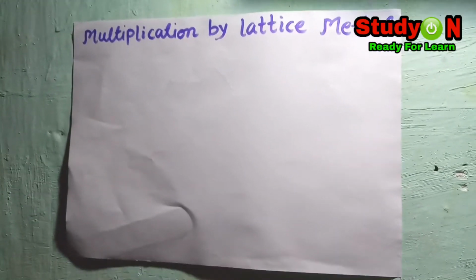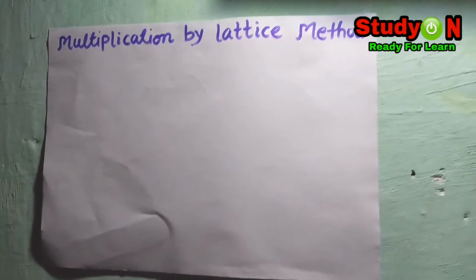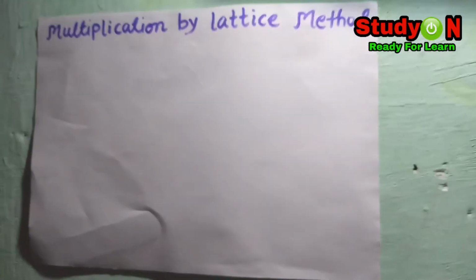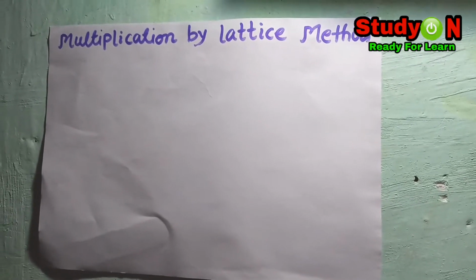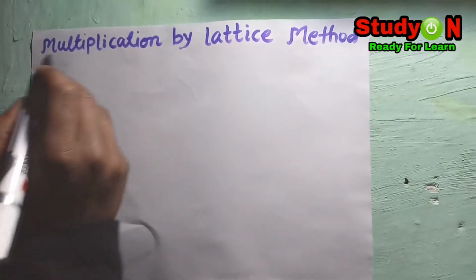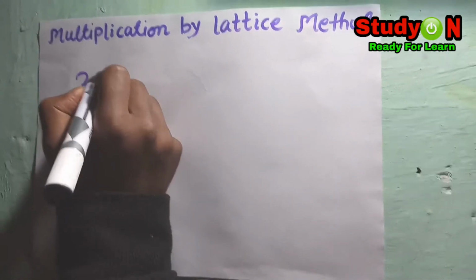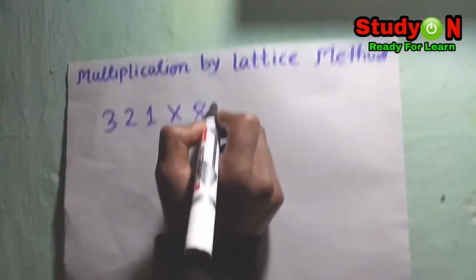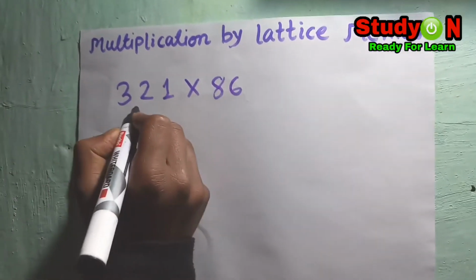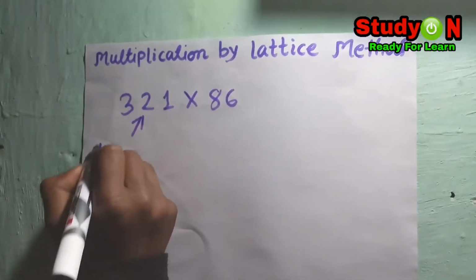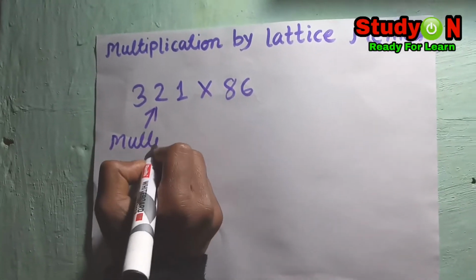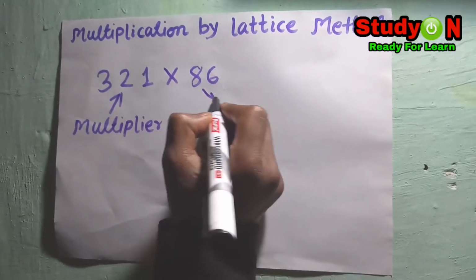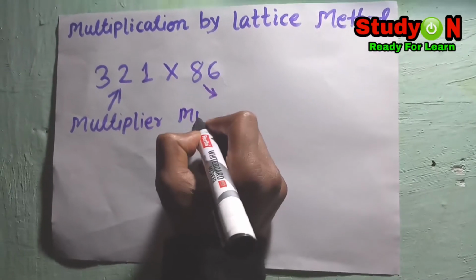Today we are discussing multiplication by the lattice method. For better understanding of multiplication by the lattice method, we will take an example. Left side is called multiplier and right side is called multiplicand.